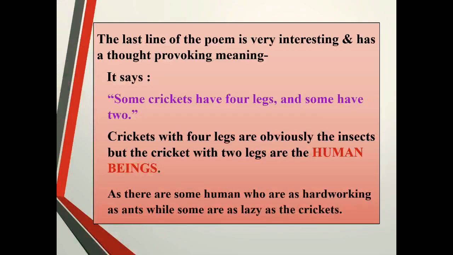Now, the last line of the poem is very interesting and has a thought provoking meaning. It says, some crickets have 4 legs and some have 2. Crickets with 4 legs are obviously the insects, but the crickets with 2 legs are the human beings. As there are some humans who are as hardworking as ants, while some are as lazy as the crickets.